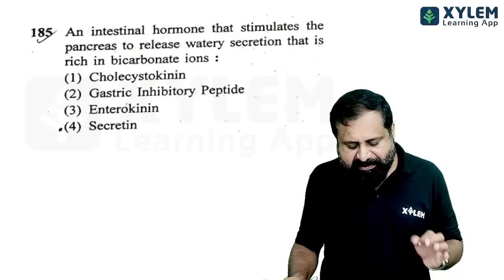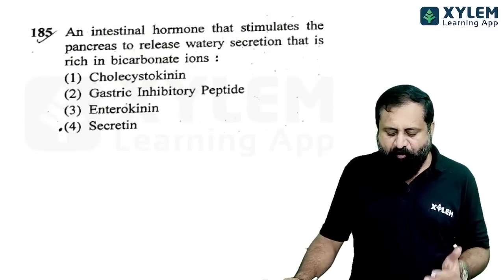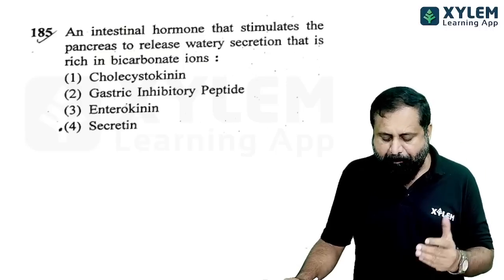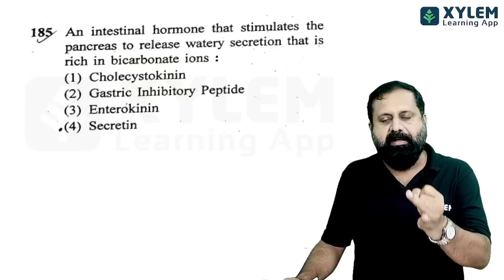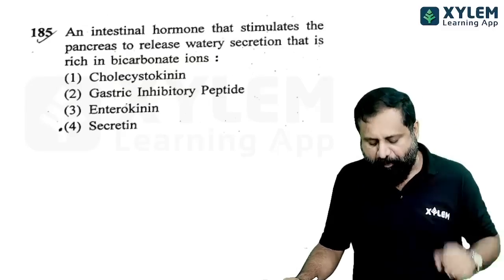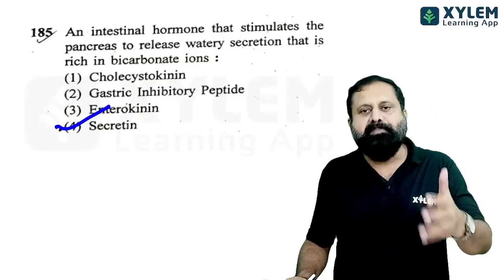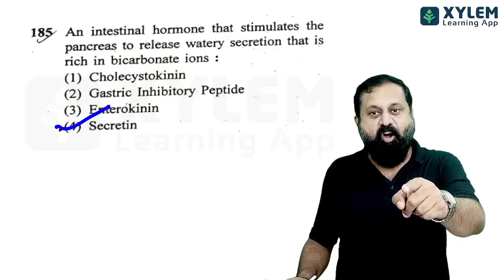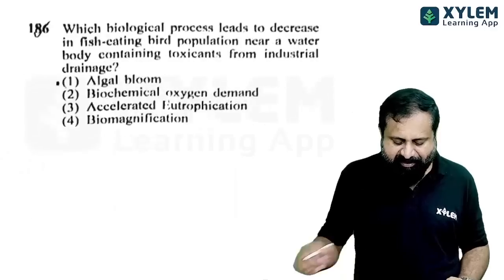185, an intestinal hormone that stimulates the pancreas to release watery secretion that is rich in bicarbonate ion. From the pancreas, water and bicarbonate are released with the help of a hormone. That hormone is secretin. But enzymes are regulated by cholecystokinin. Here the answer is 185, secretin.